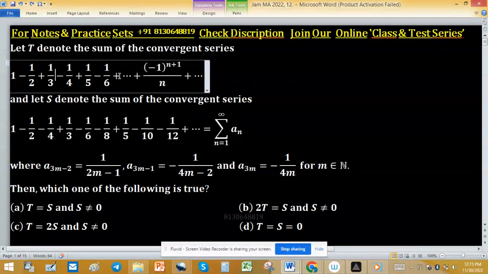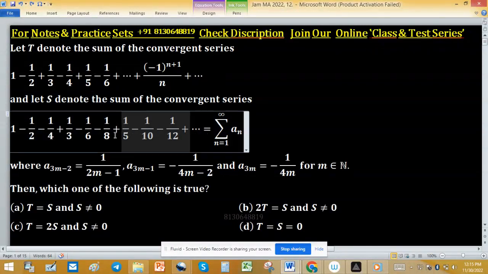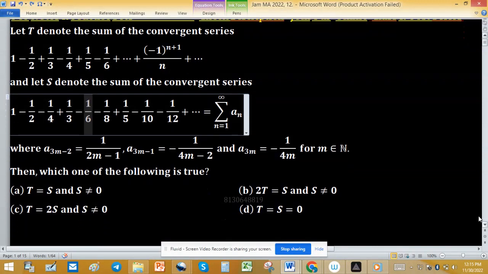The given series is nothing but log 2: 1 minus 1 upon 2 plus 1 upon 3 minus 1 upon 4 plus 1 upon 5. If you observe the second series, you will find 1 minus 1 upon 2 plus 1 upon 3 minus 1 upon 4 plus 1 upon 5 minus 1 upon 6, but the terms are rearranged. Whenever we rearrange the terms of a given series, the sum also changes. So sum S is different from sum T.